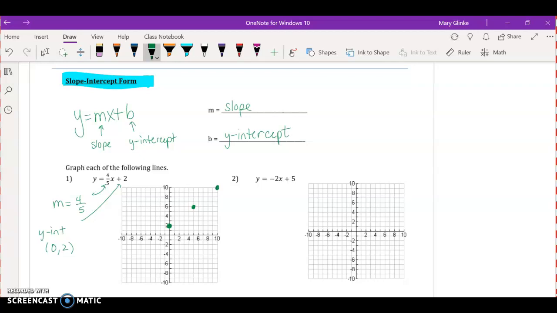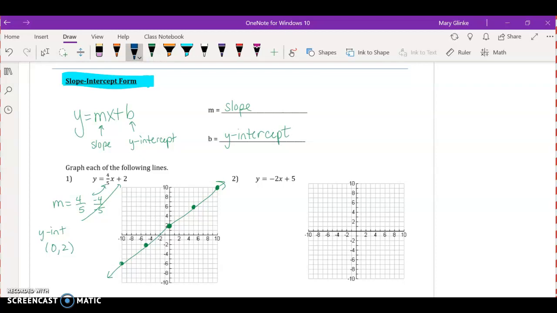Likewise, I can also go down 4 and left 5. So I can go down 4 and left 5 because the -4 divided by the -5 would end up getting a positive slope. Also, I can go down 4 and left 5, and I can then graph my line. So that line is y equals 4/5 x plus 2.